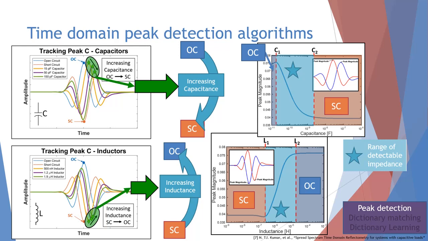A major benefit of using the SSTDR comes from our ability to modulate the PN code with a higher or lower square wave frequency to shift our windows of detectability to the left or the right depending on what we're trying to measure. This effect exploits the frequency dependence of the load in our favor.